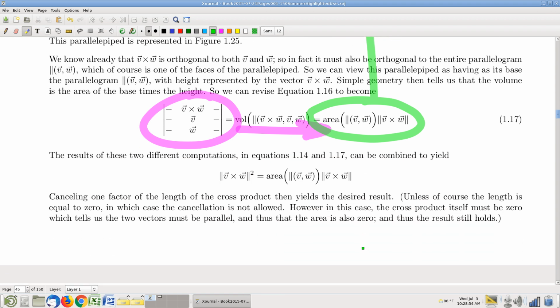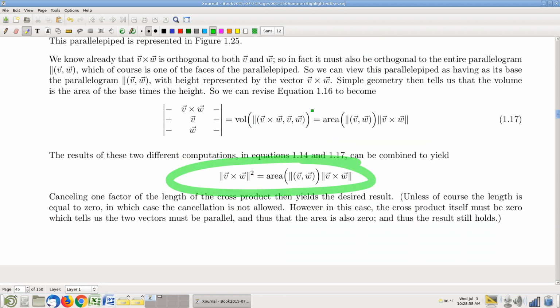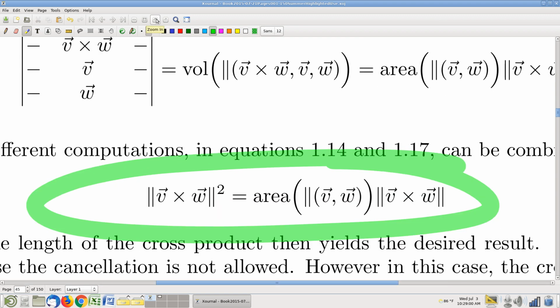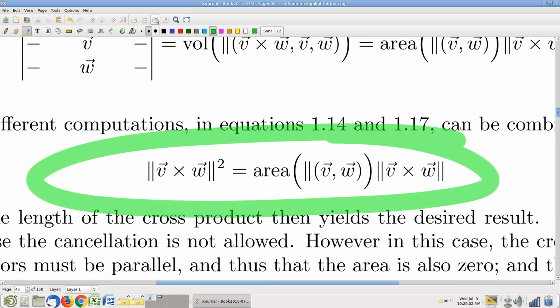Let's write that down. These are those two things being equal to each other, and look what we got. Indirectly, everything has just fallen in our lap. We just cancel this factor of the length of the cross product, cancel that with that, and as we were hoping, the length of the cross product is equal to the area of the parallelogram. It just kind of falls in our lap. Isn't that clever?